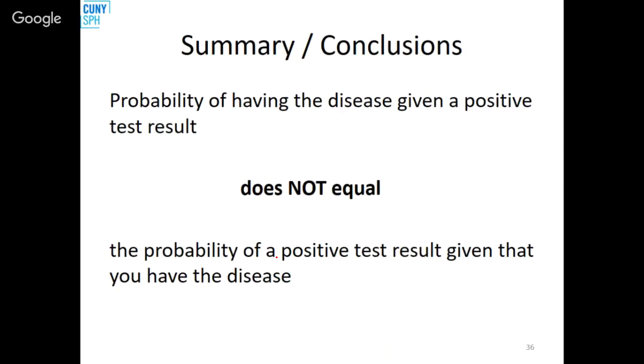So, wrapping up, the probability of having a disease given a positive test does not equal the probability of a positive test given that you have the disease. This first thing is the sensitivity. This is the positive predictive value.